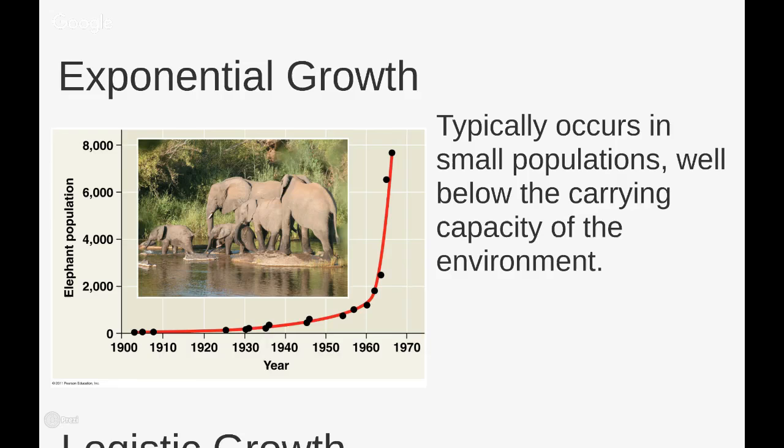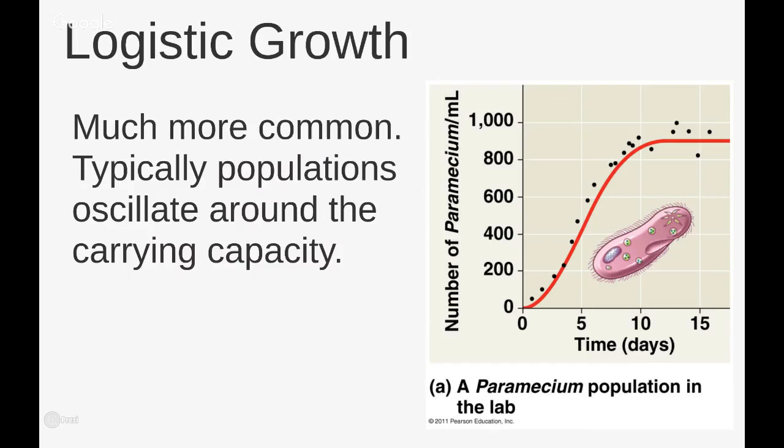And then you get to your logistic growth model. We get your flattening out of the curve. This is much more common of typical populations, and they'll oscillate around what's called their carrying capacity. So we always like to see these nice, beautiful S-shaped curves. You have your lag, your log, and your stationary phase, where the stationary phase shows the carrying capacity of a population.